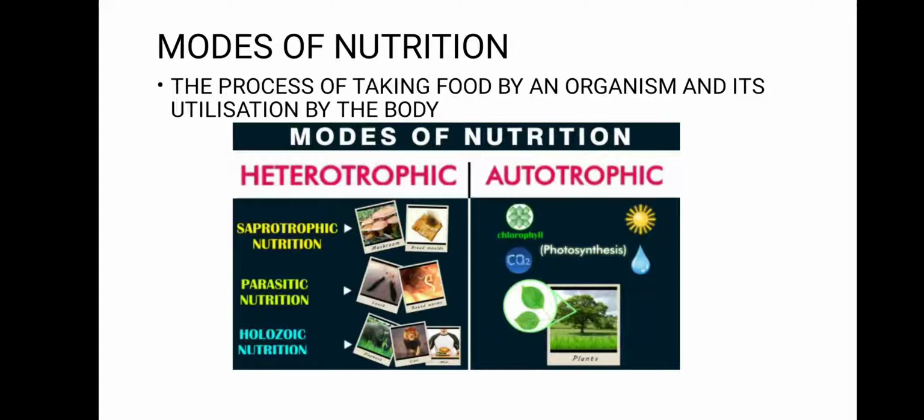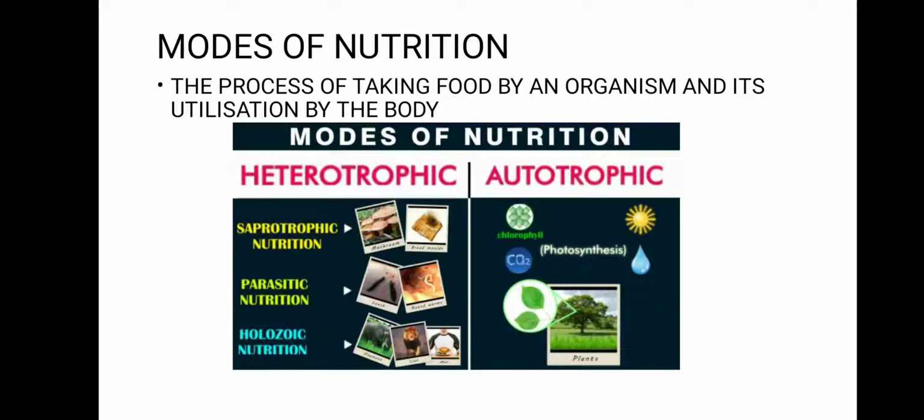For example, let's take plants. Plants prepare their own food with the help of sunlight and carbon dioxide. So they are preparing their own food. So green plants come under autotrophic nutrition. This mode of nutrition is called autotrophic nutrition.